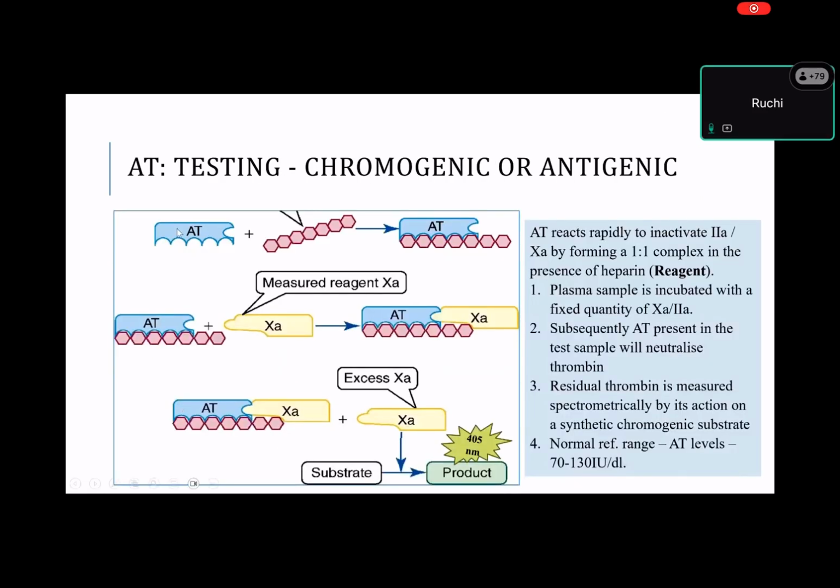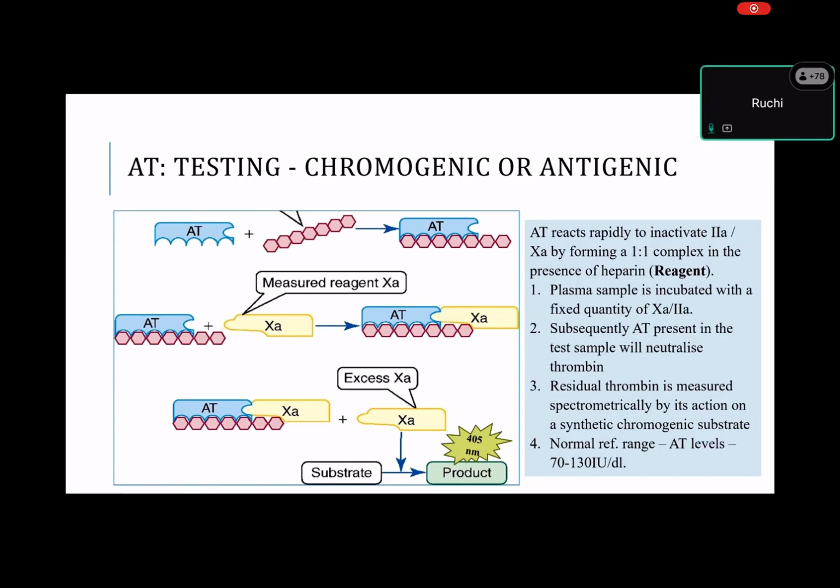This is the patient sample plasma which has antithrombin levels. You add a lot of heparin to it because heparin is required to activate antithrombin. So when this antithrombin combines with heparin, it can neutralize factor 10A. The more factor 10A gets neutralized, the less it can act on its substrate and the less product will be formed, and vice versa. So if antithrombin is low, 10A will not be neutralized, and the more 10A there is, the more color will develop, right? So this is how the chromogenic testing is being done for antithrombin.